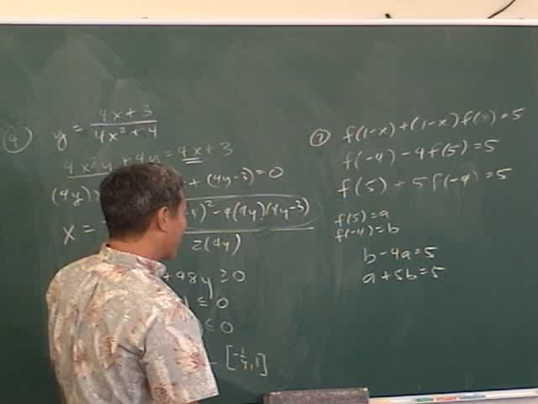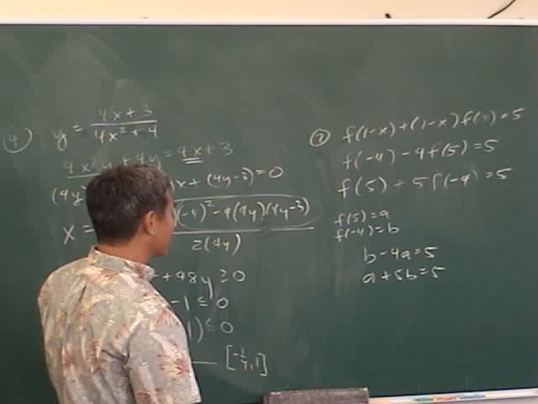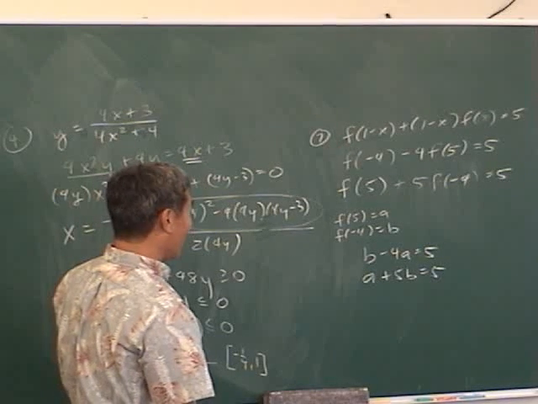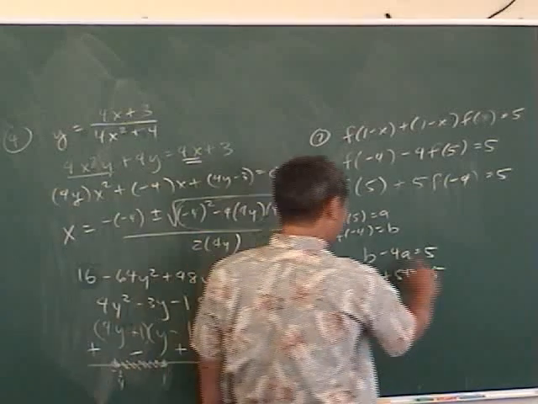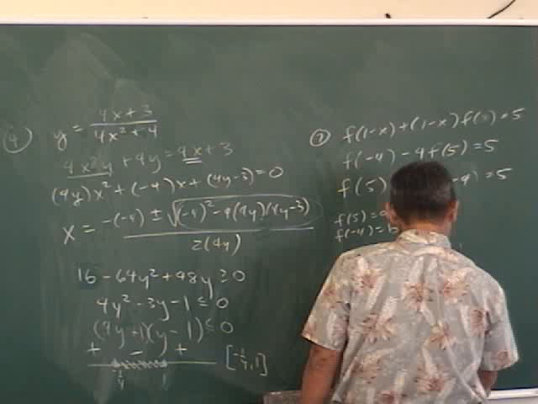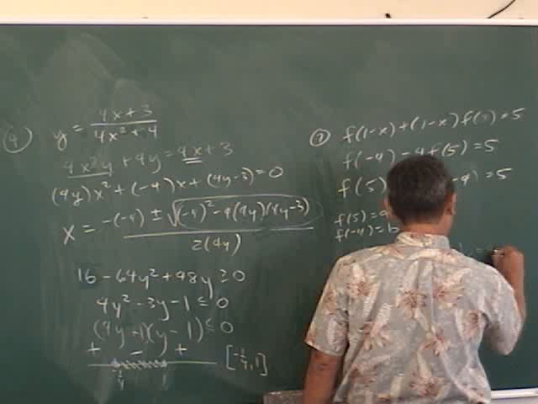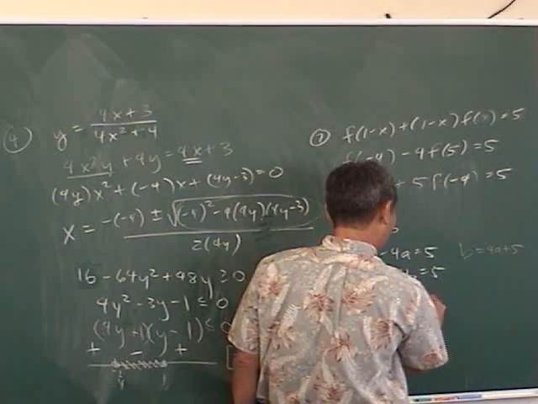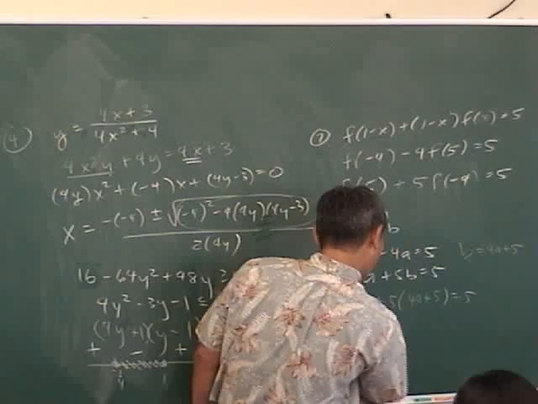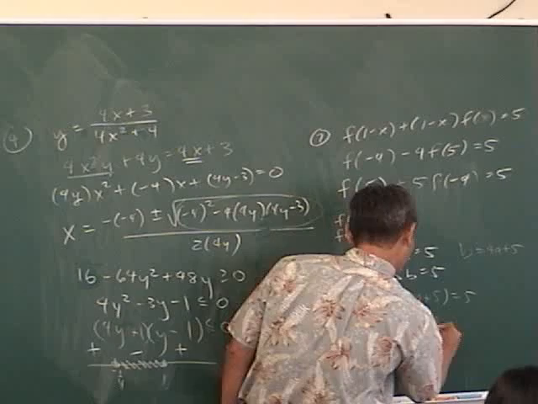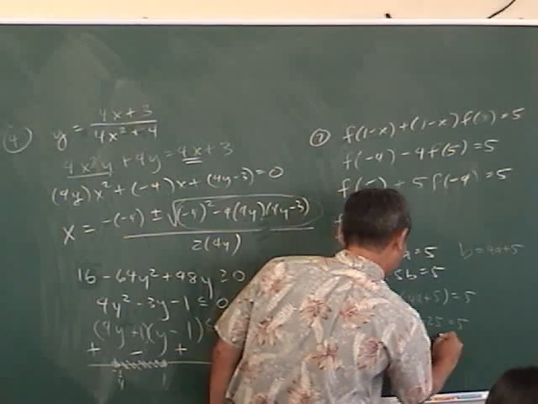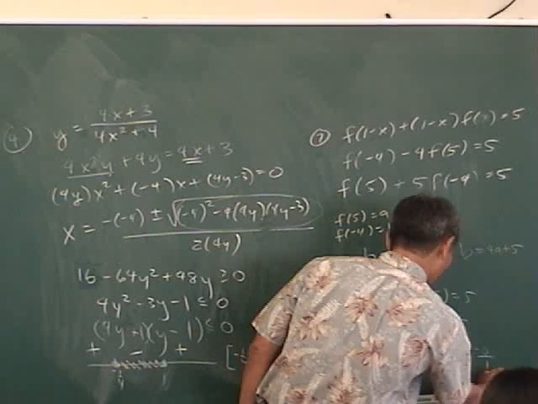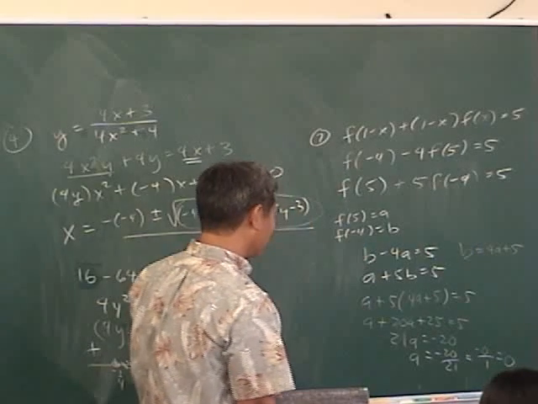Okay, we got 8 minutes left. So what's the fastest way to solve it? You want to do the addition-subtraction method or just substitution? Look, this equation right here, isn't this the same thing as B equals 4A plus 5? It's easy to solve for B, and then you plug it into here. So A plus 5B, which is 4A plus 5, equals 5. So A plus 20A plus 25 is equal to 5. 21A equals negative 20. A equals negative 20 over 21. That's done!